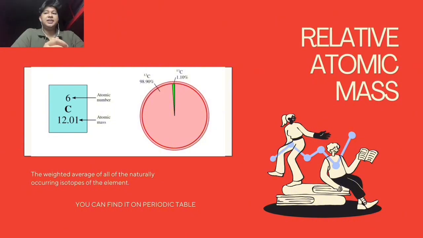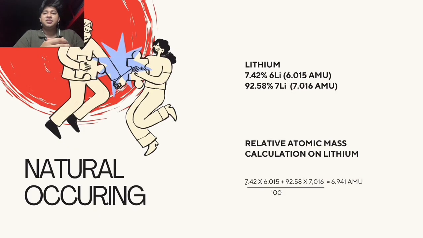You can find it on the periodic table, but we take carbon as an example. The above number of C is the atomic number. Below is atomic mass. So next, we talk about natural occurrence. For example, we take lithium, the percentage, and the amu. To calculate atomic mass based on lithium, we multiply the percentage by the amu, add both of them, and divide by 100, so we get 6.941 amu.